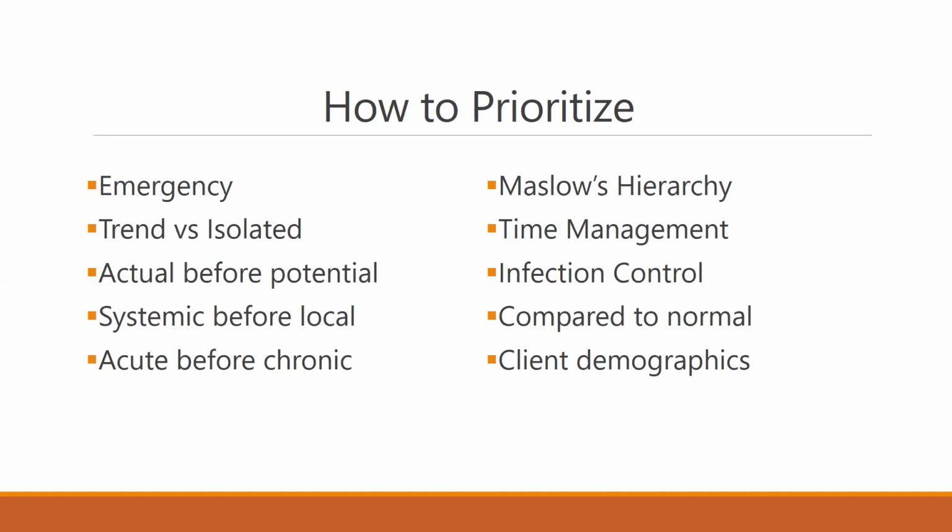When we look at them, we need to take into consideration Maslow's hierarchy of needs. Time management. Can I do this by myself, or do I need some help? Infection control. Think of the things that we talked about in safety. I can't jump from one room to the other, go suction one patient that's got MRSA growing in the lungs, and take care of my post-op surgical patient that needs pain medicine. I have to stop somewhere in between for infection control. Compare any of this to what's normal. Can I detect normal and abnormal? And the client demographics.